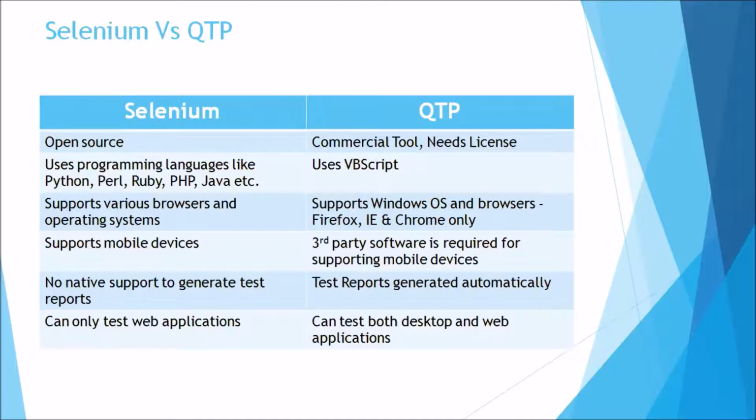Okay, now the second point is we have many options available for programming. So say for example, we have Python, Perl, Ruby, PHP, Java.